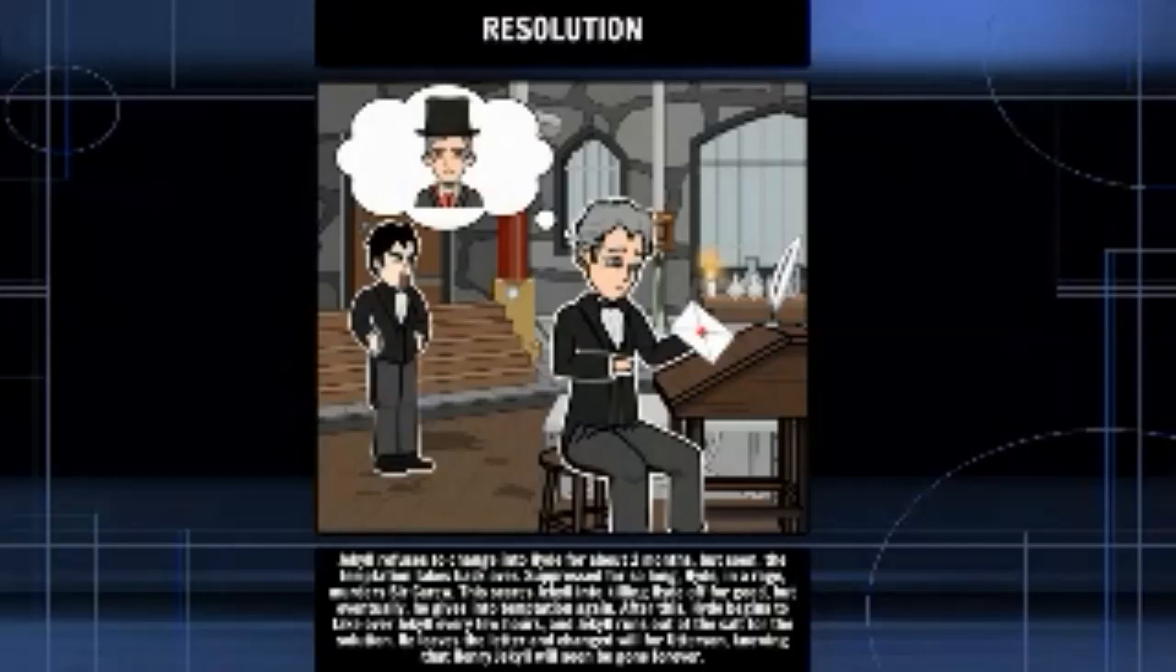After this, Hyde begins to take over Jekyll every few hours, and Jekyll runs out of the salt for the solution. He leaves the letter and changed will for Utterson, knowing that Henry Jekyll will soon be gone forever.